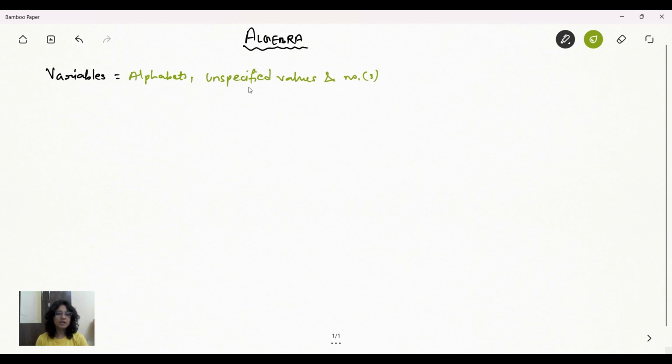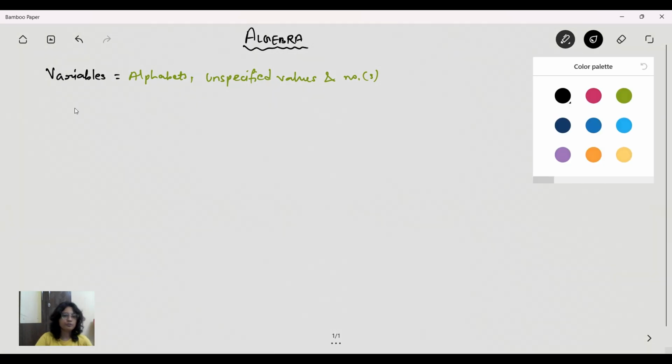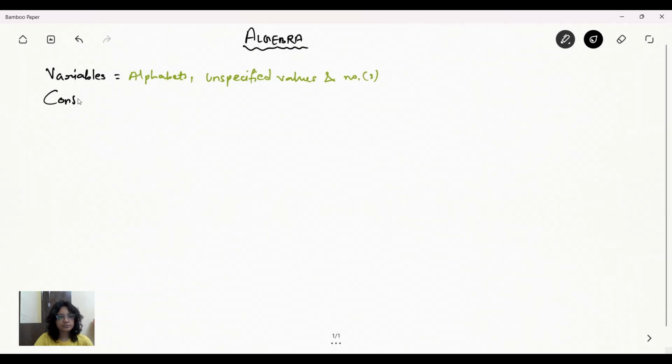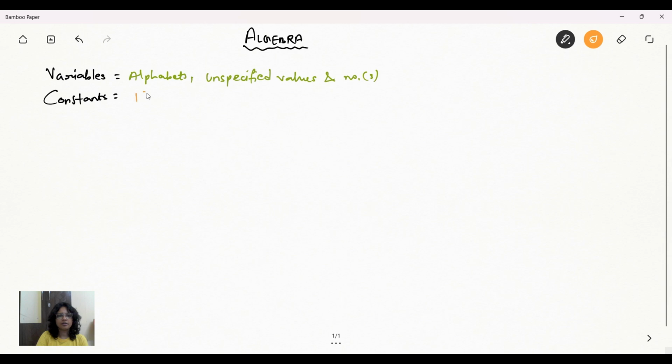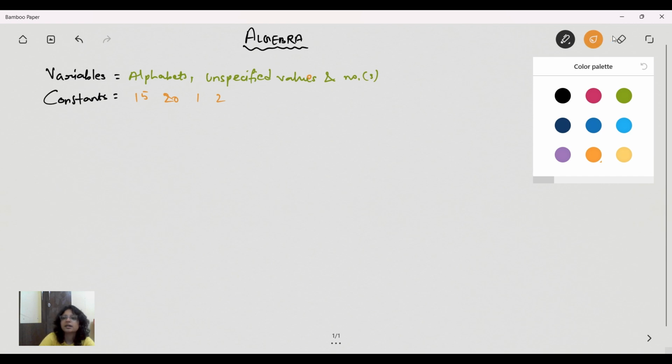All right. And as against this, what are constants? Most of you would already know, constants are those terms which do not change their value during the entire mathematical operation. Constants are basically the numbers. For example, let's say 15, 20, 1, 2, etc. Anything, the numbers, they are the constants. Now that we have understood what variables are and what constants are, we will move to the next.